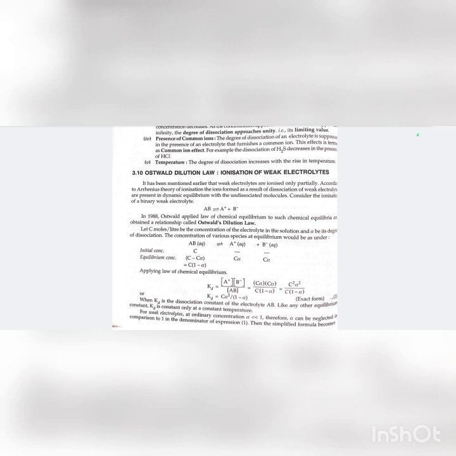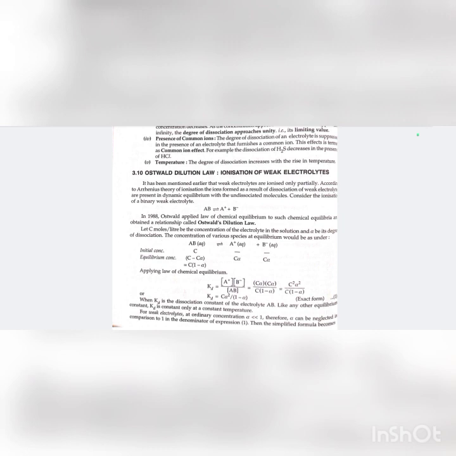The concentration of the various species at equilibrium would be as follows. AB aqueous is dissociated into A positive aqueous plus B negative aqueous. At initial concentration, AB is C, and A positive and B negative are 0. At equilibrium, A positive will be C alpha and B negative will be C alpha. So, AB will become C into 1 minus alpha.